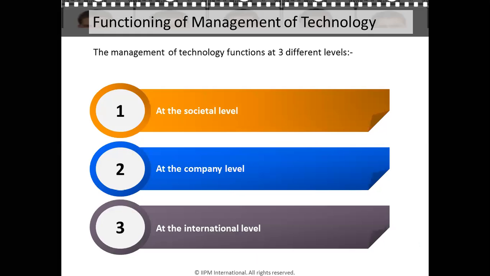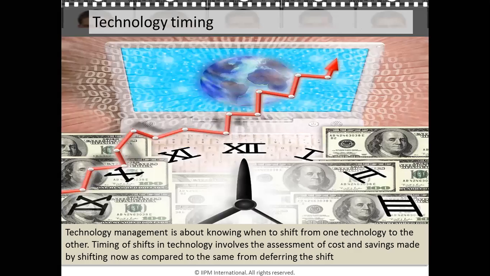Functioning of management of technology. The management of technology functions at three levels: the societal level, the company level, and the international level. Technology timing. Technology management is about knowing when to shift from one technology to the other. Timing of shifts in technology involves the assessment of cost and savings made by shifting now as compared to the same from deferring the shift.